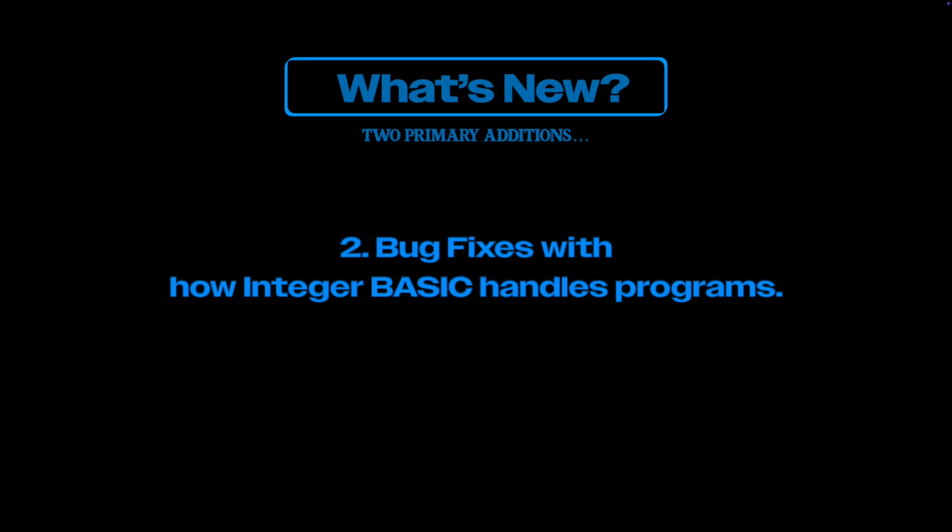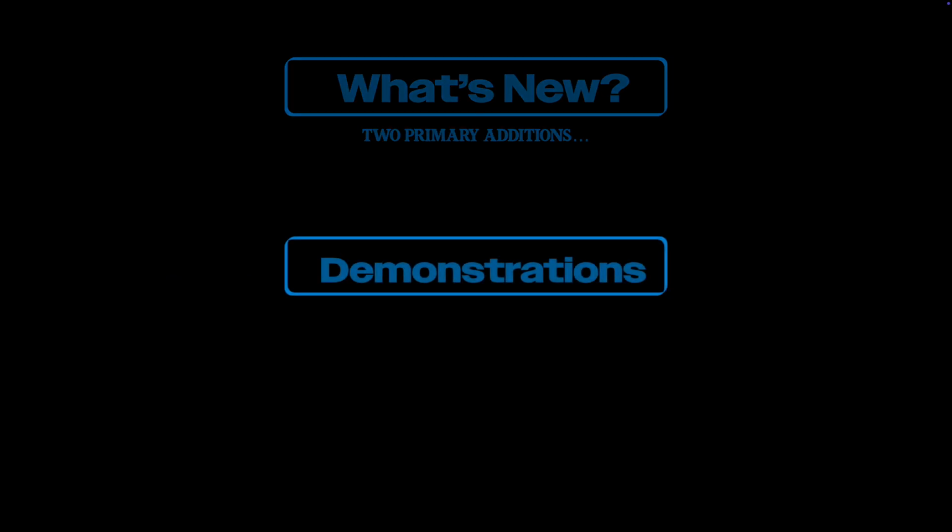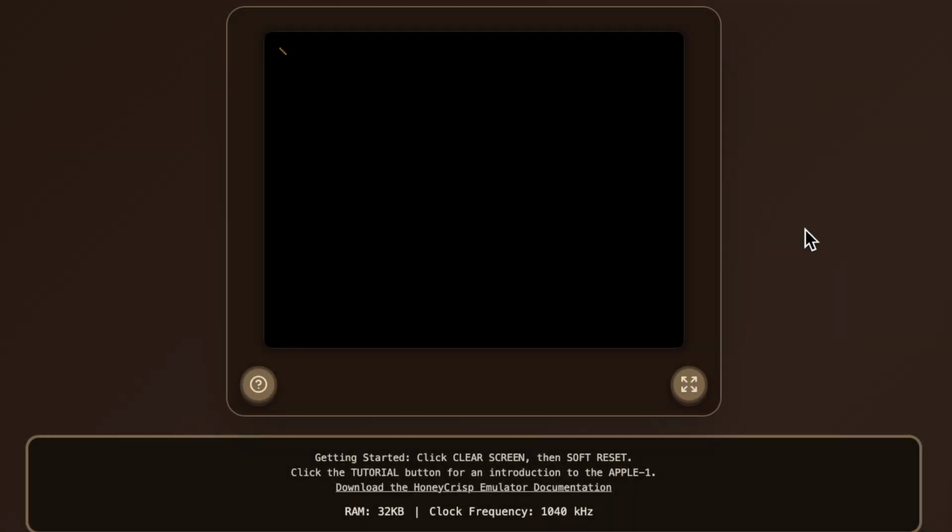And so this is likely what we're going to be focusing on first, as the CRT shader is a much larger, much more involved update that will take probably a much greater chunk of this video. With that out of the way, let's go ahead and move on to the demonstrations of both of these additions. We're going to first take a look at the bug fixes that have been made pertaining to how Integer Basic handles its programs, especially with stopping program execution.